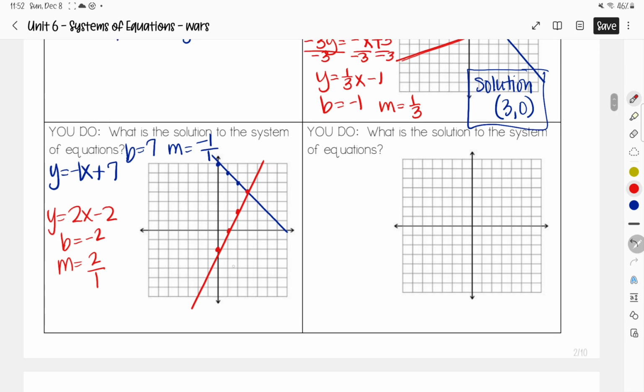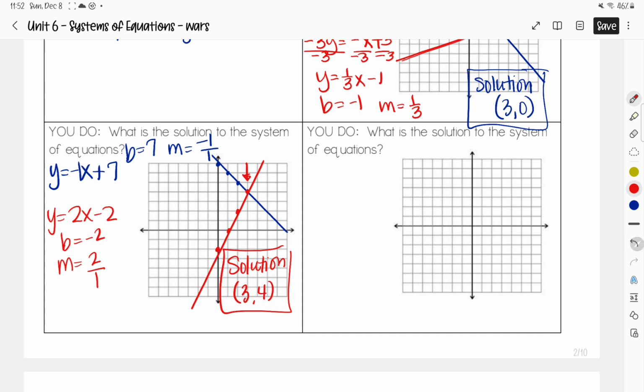Okay, and then my solution is the point where they meet. So right there, whatever that ordered pair is, and it is over 3, up 1, 2, 3, 4. So (3, 4). That's the answer to that one.